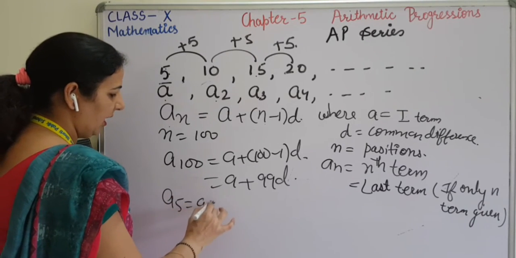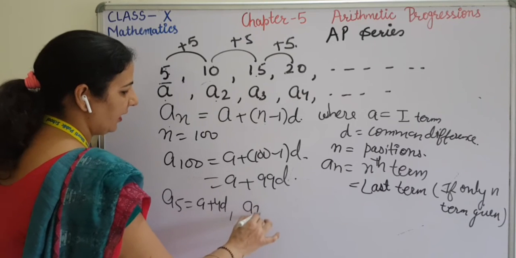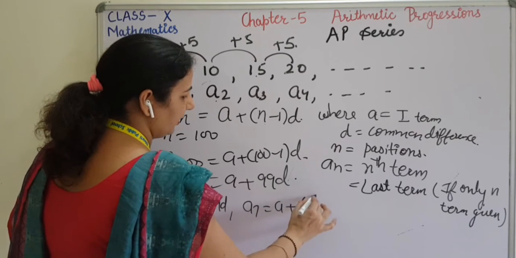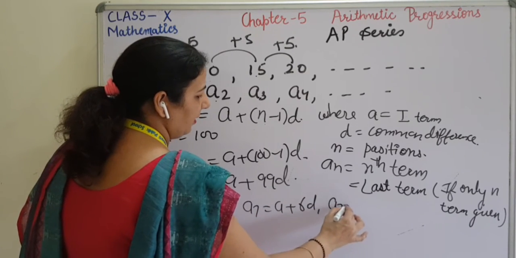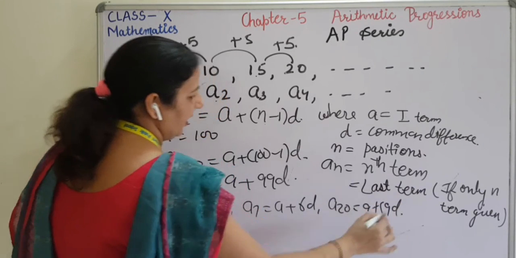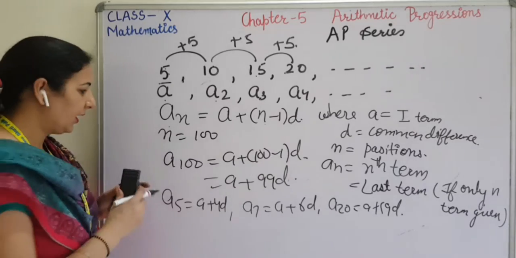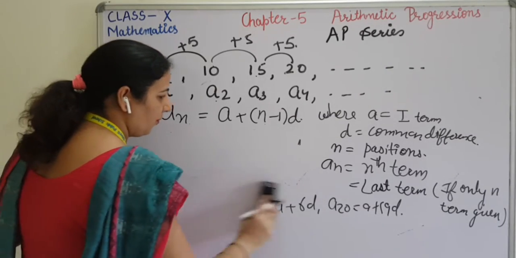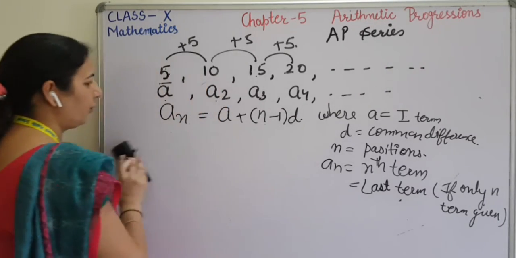A5 means A plus 4D. A7 means A plus 6D. A20 means A plus 19D. Clear, students? So this is the formula for calculating in the AP series.